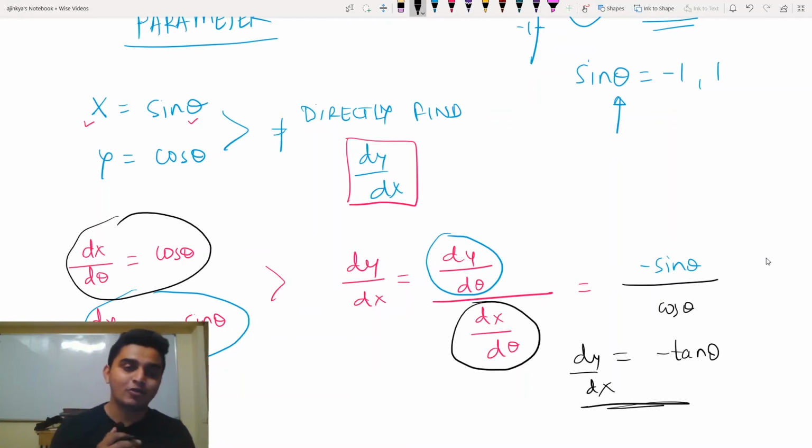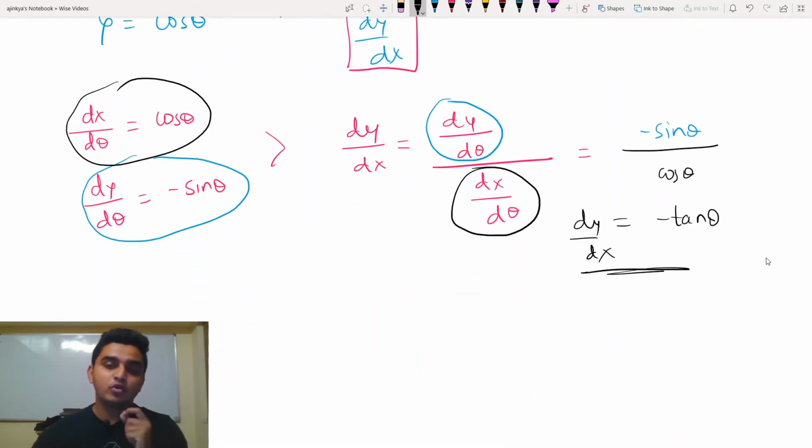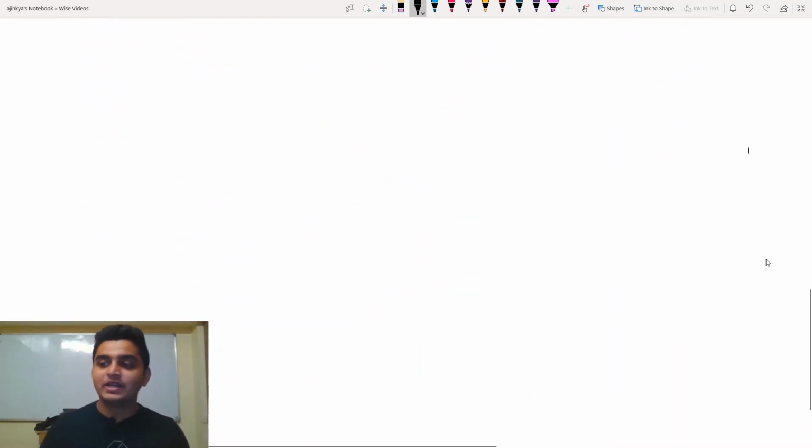Obviously the examples are not going to be this easy at a higher level, but in a nutshell this is the concept of implicit and parametric. So now we'll move on to questions. We'll take the first question.